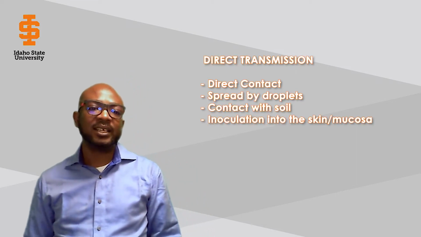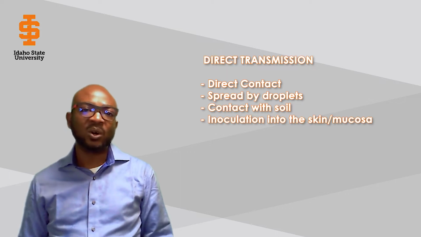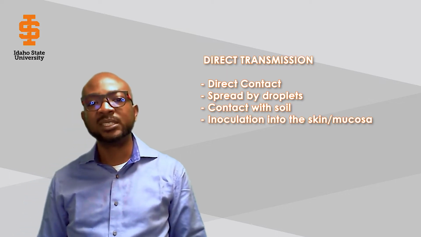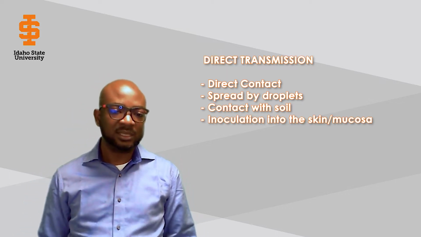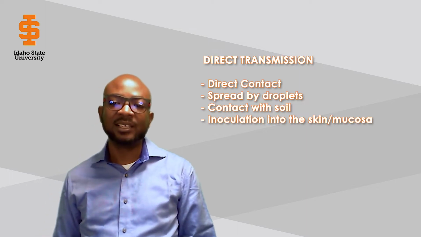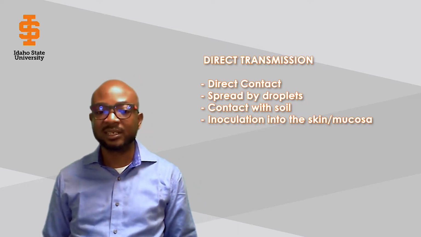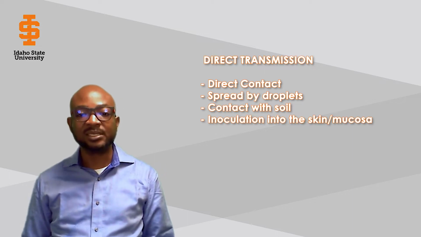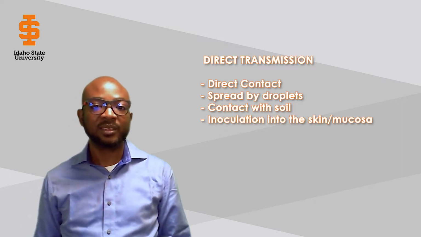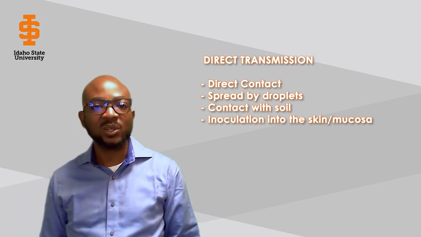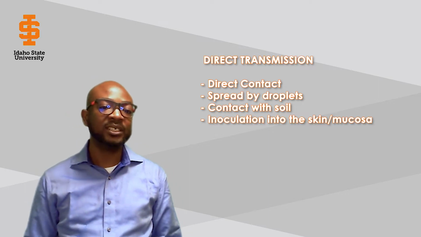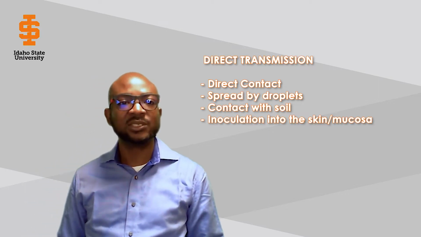We also have direct transmission which occurs through inoculation into the skin or mucosa. The disease agent may be inoculated directly into the skin or mucosa, as is the case of rabies, which is transmitted by dog bite, also hepatitis B virus and HIV through contaminated needles and syringes.